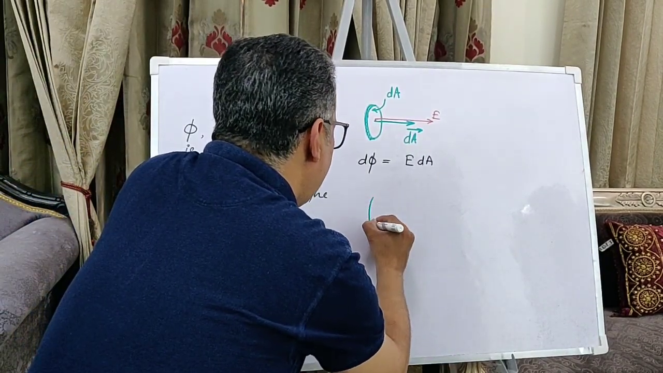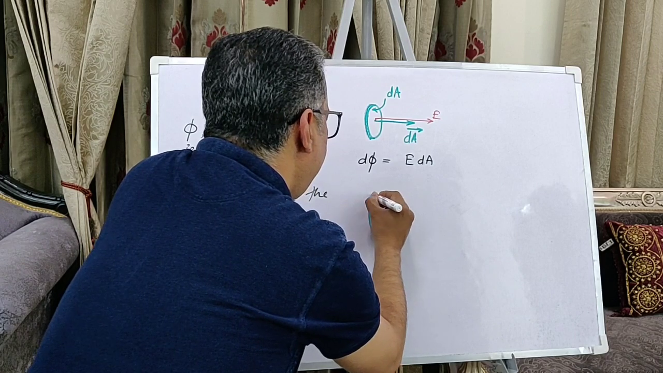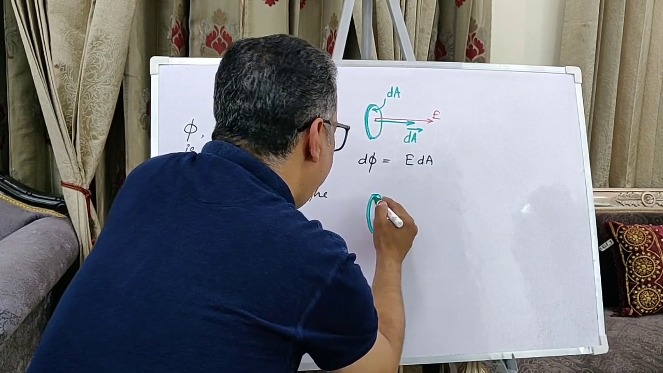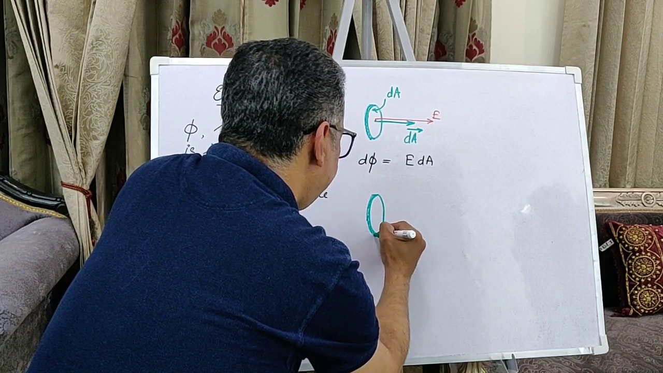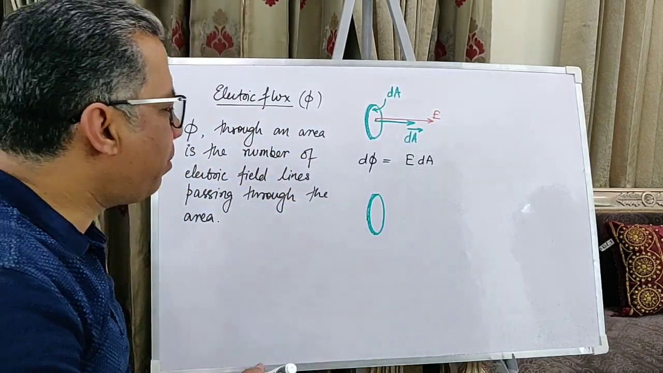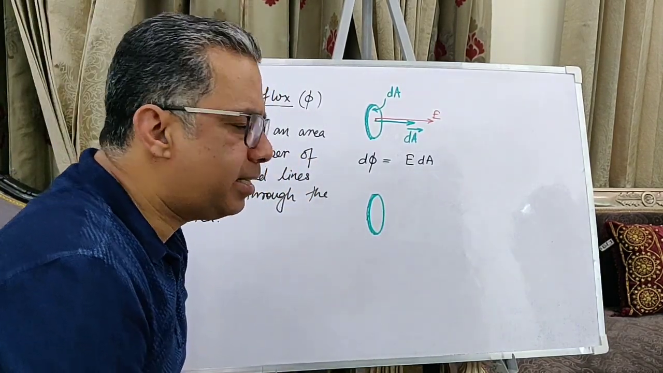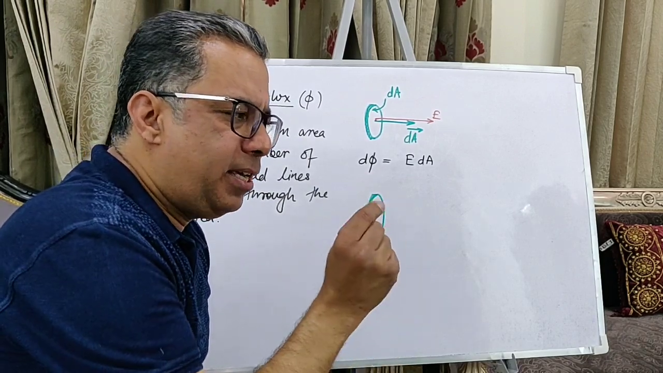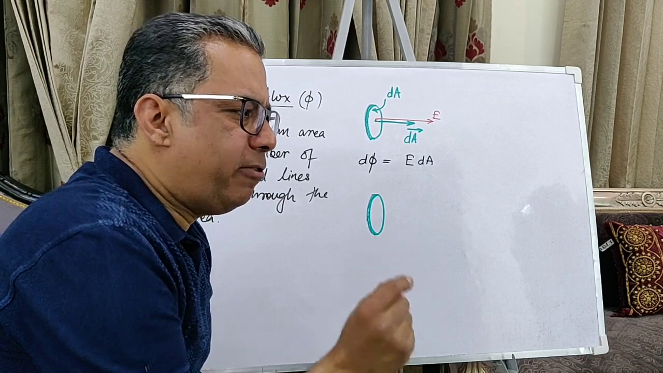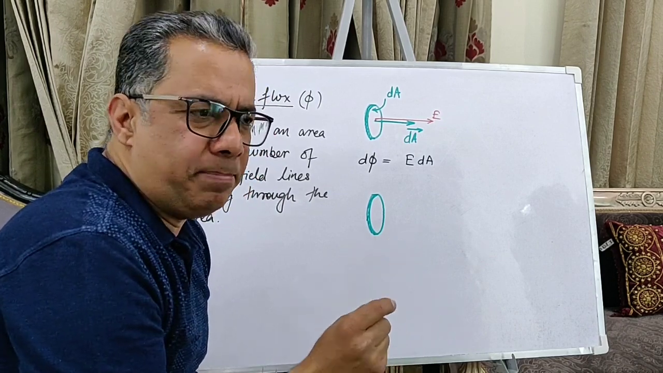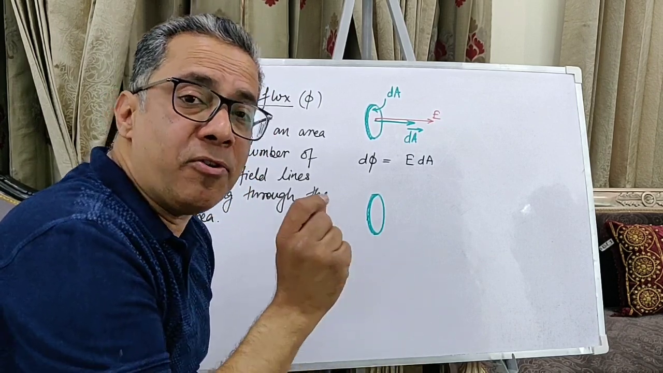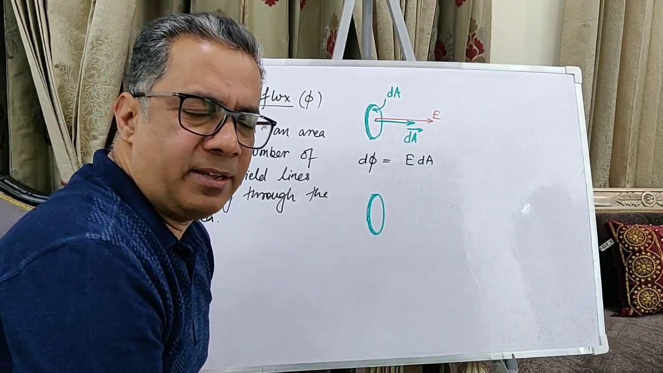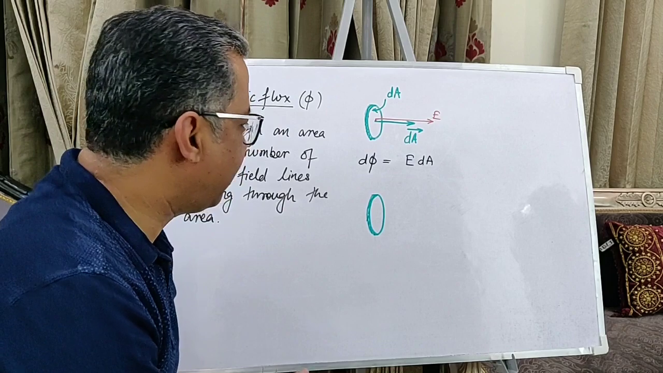Now remember our description of field lines. When we describe properties of the electric field lines, we said that at any given location, the number of field lines passing through an area per unit area in a direction normal to the area is equal to the electric field intensity at the location of that area.